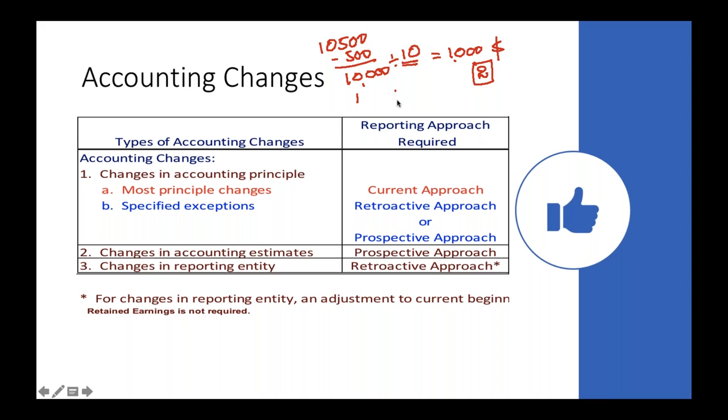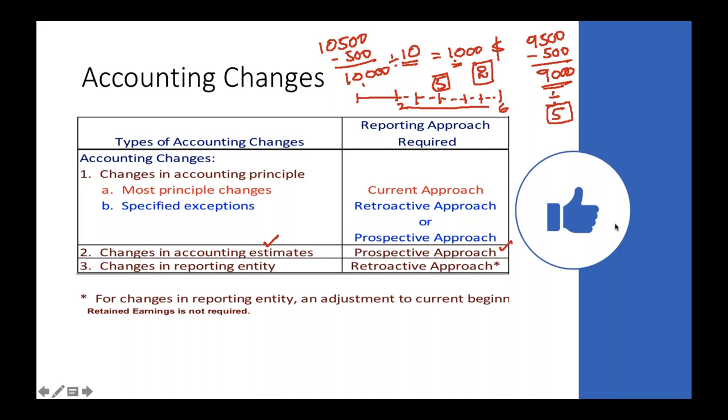So the first year depreciation is already accounted. After accounting the first year depreciation, now the asset value is 9,500. And say for example, salvage value will remain the same. This 9,000, the remaining amount, is to be depreciated from the second year onwards until the sixth year. So second year, third year, fourth year, fifth year, and sixth year, the number of years here is 5. So this 9,000 is going to be depreciated over 5 years. That's called the prospective approach. So the new depreciation is affecting only from the second year onwards. Therefore, for changes in accounting estimates, we use a prospective approach for reporting purposes.